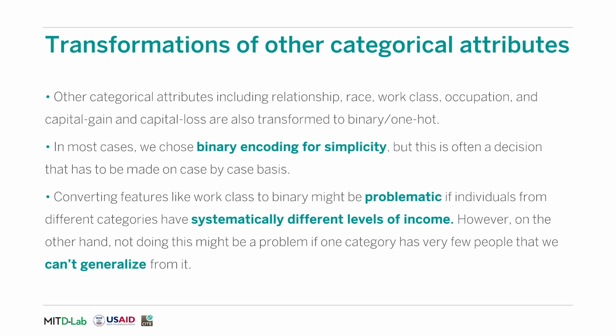In most cases, we chose binary encoding for simplicity, but this is often a decision that has to be made on a case-by-case basis depending on the application. It is also important to note that converting features like work class to binary can be problematic if individuals from different categories have systematically different levels of income. On the other hand, not doing this might be a problem if one category has very few people in it that we can generalize from.